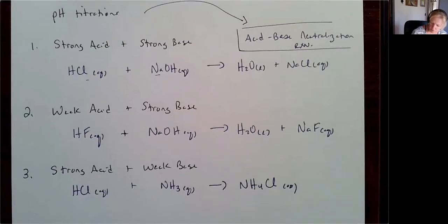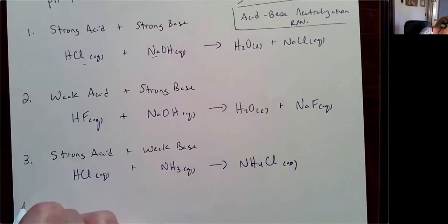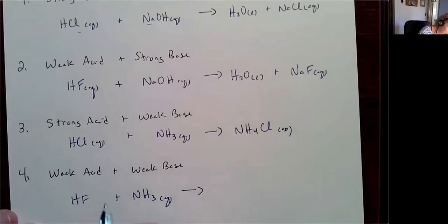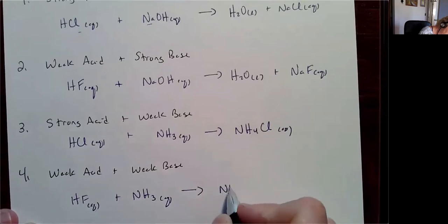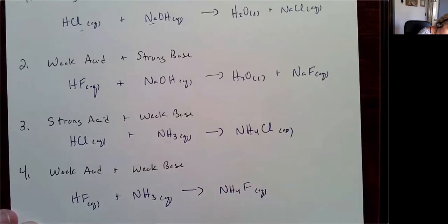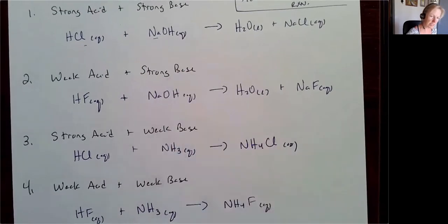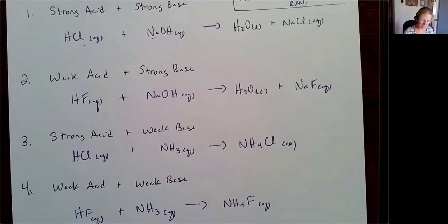And then the fourth option that I can have is a weak acid plus a weak base. So something like this might be HF plus NH3, and these would be aqueous solutions of both. I'm going to form NH4F aqueous, where I've neutralized this acid by my base picking up a proton from it. And so each one of these is going to have a unique pH titration curve.